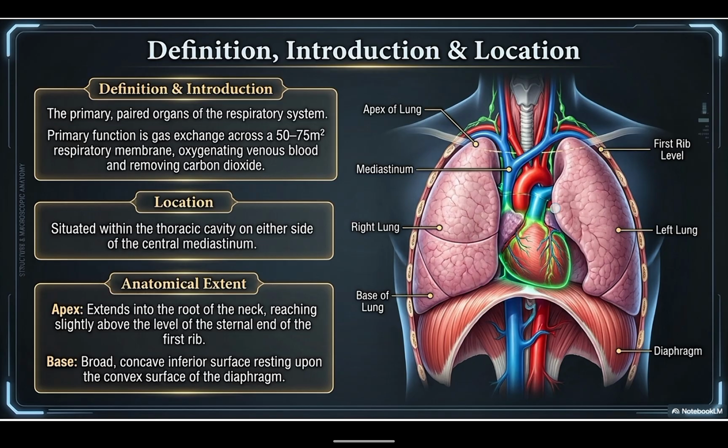So this is where the lungs are located, within the thoracic cavity on either side of the central mediastinum. So this is the region of the mediastinum, and the lungs are lateral to this mediastinum. They are lateral to the mediastinum. So this is where the lungs are located, in the thoracic cavity.